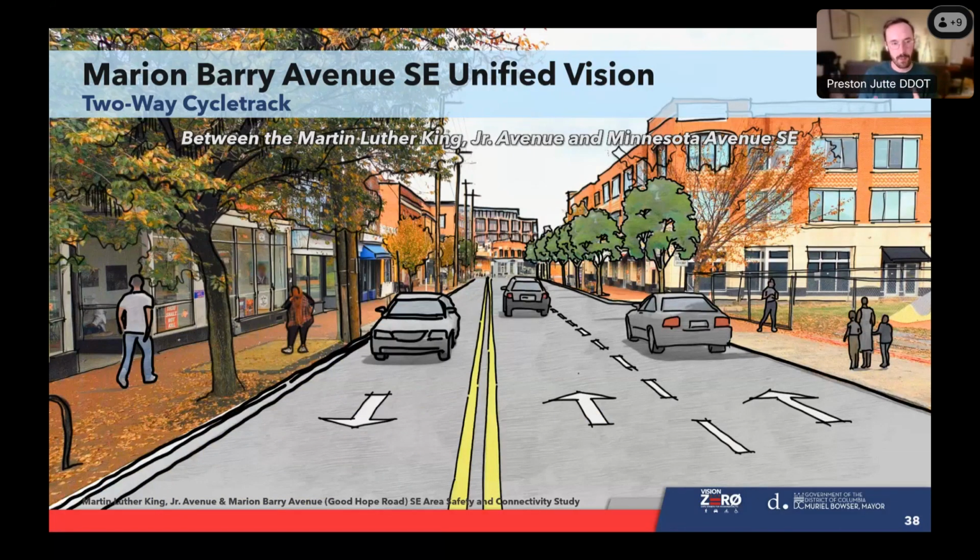So maybe widening the sidewalks. Sorry, wrong label there, but wider sidewalks and tree boxes. You can see we'd be able to give ourselves a little bit more breathing room, maybe bump out the curbs a little bit, and have bigger sidewalks along these businesses.